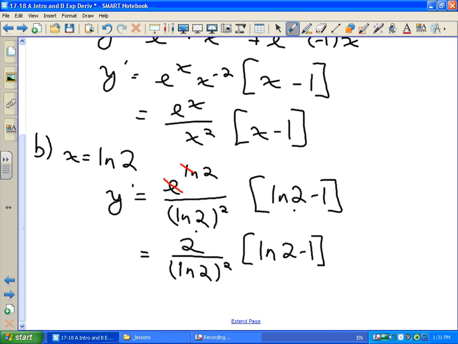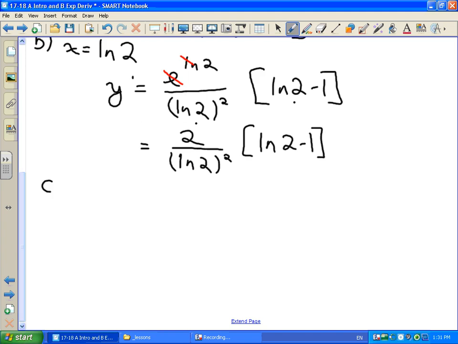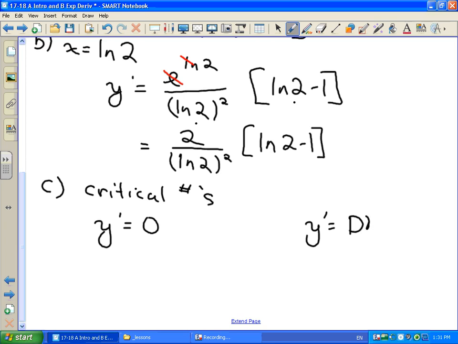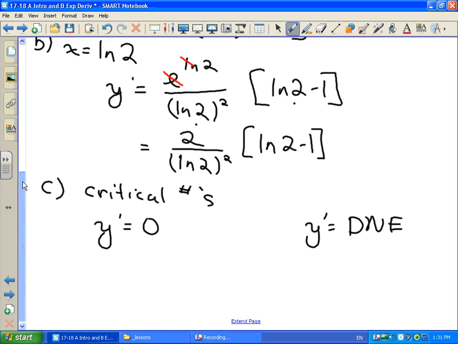All right. Now, our big question here is part C. We want to find our local maxima and minima. So what do we need first if we're finding local max and min? What do we look for? Critical numbers. So our critical numbers are going to be where our derivative equals 0 or our derivative does not exist.